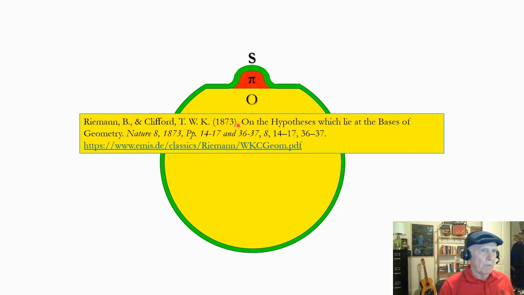This paper was published in 1873 on the hypotheses which lie at the basis of geometry. It appeared in Nature in 1873. It was written in 1854 by Bernard Riemann, the famous mathematician who died in 1866 at the age of 40. Dedekind published Riemann's paper, which was originally written in German, in 1868, 2 years after Riemann died, and Clifford got around to it in 1873.